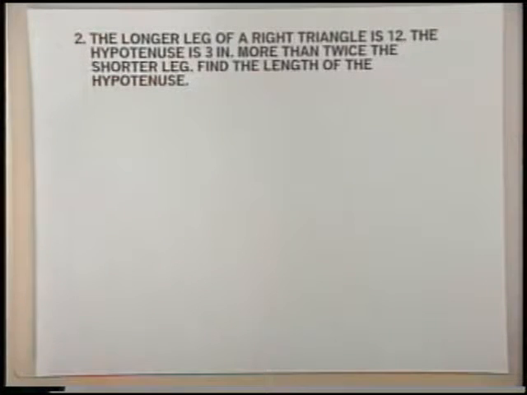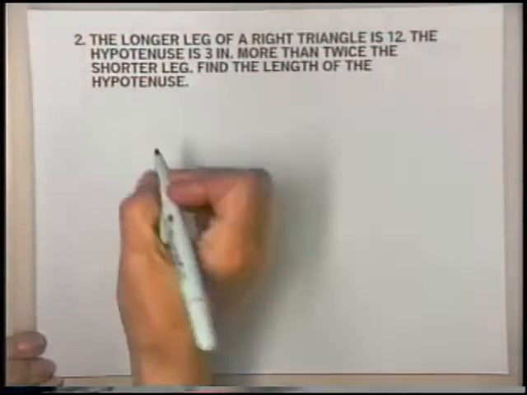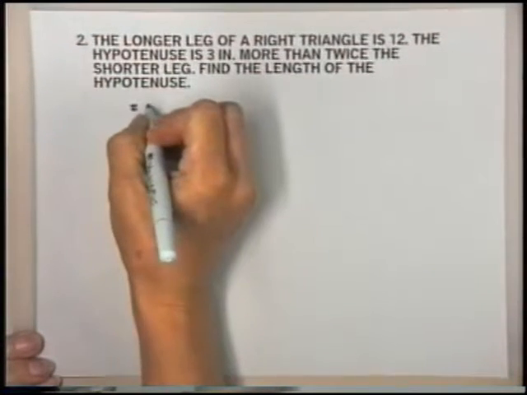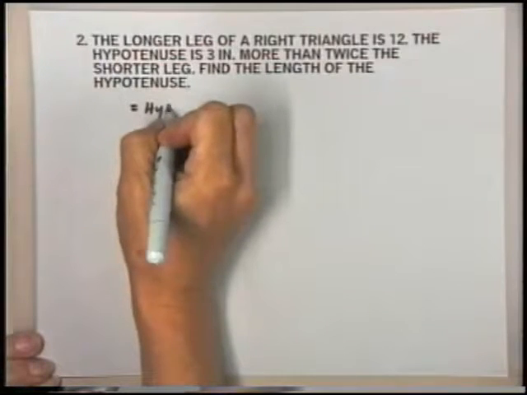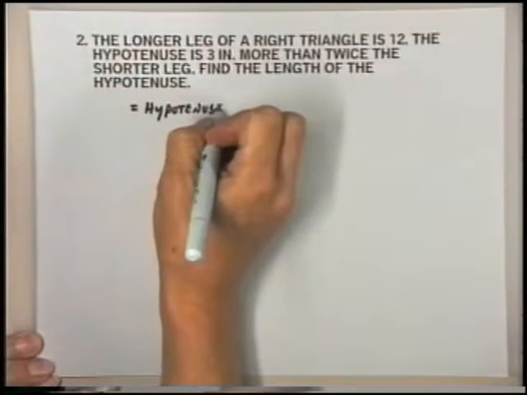The longer leg of a right triangle is 12. The hypotenuse is 3 inches more than twice the shorter leg. Find the length of the hypotenuse. Now in this problem, the only thing I'm asked to find is the hypotenuse.